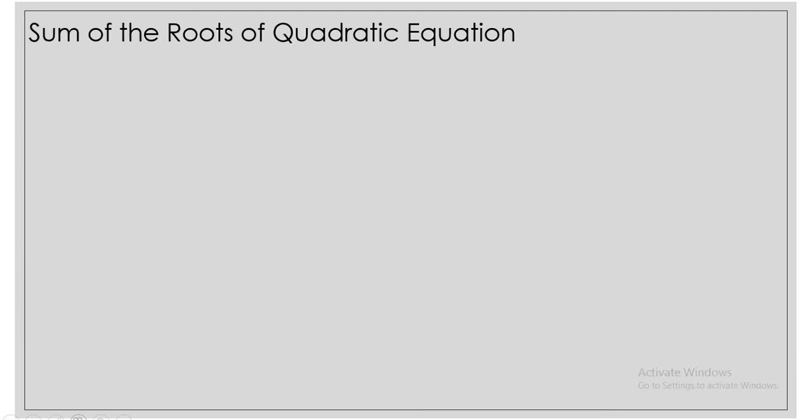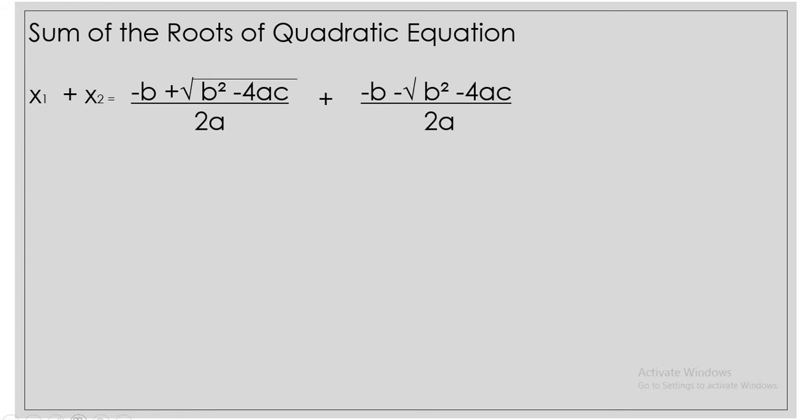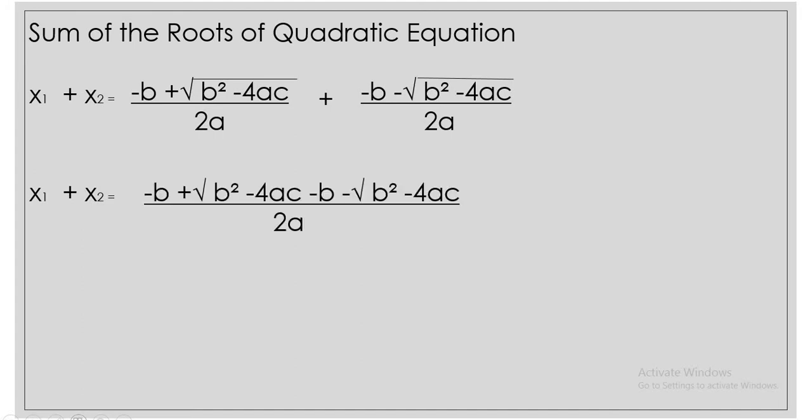So let us discuss the sum of the roots of quadratic equation, x sub 1 plus x sub 2. From the quadratic formula, negative b plus the radical of b squared minus 4ac over 2a plus negative b minus the radical of b squared minus 4ac all over 2a. So again, this equation came from the quadratic formula. Then x sub 1 plus x sub 2, we have here a simplified form: negative b plus the radical of b squared minus 4ac.